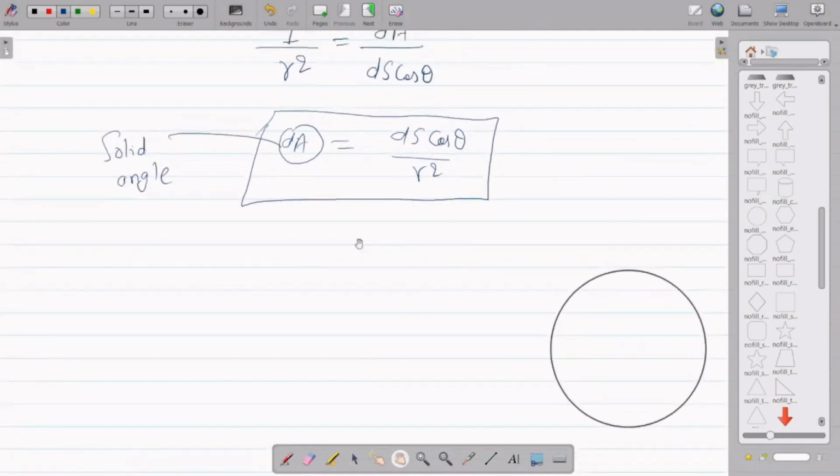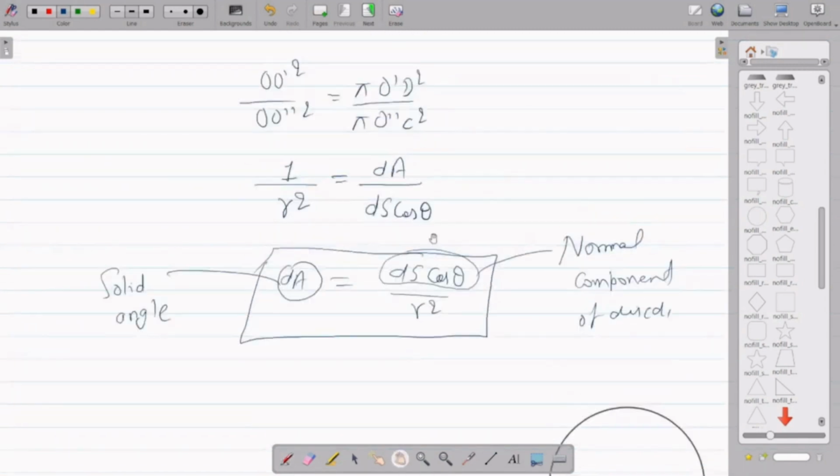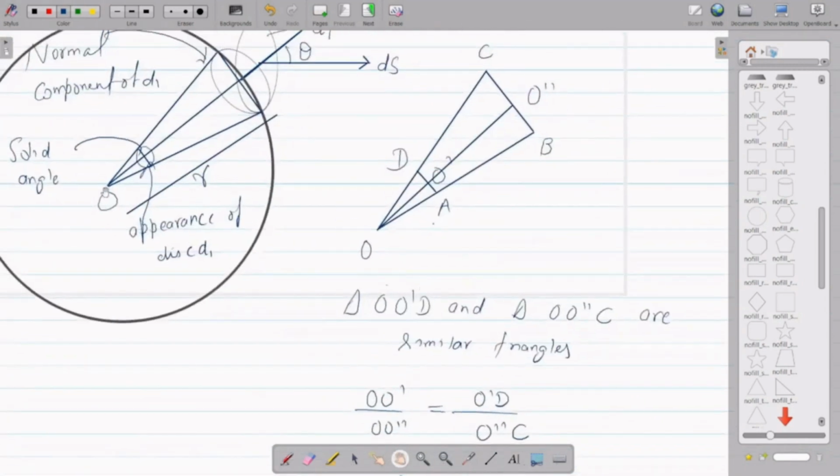And here, what is this ds cos theta? This is the normal component of disk d1, right? And what is this r? This is the distance of the surface element from the point of observation, as you can see very clearly here.